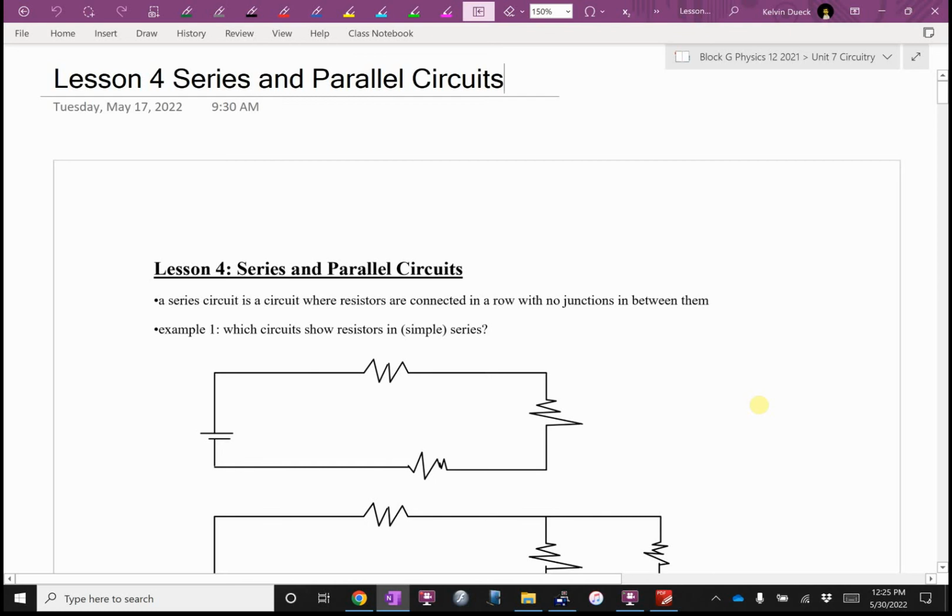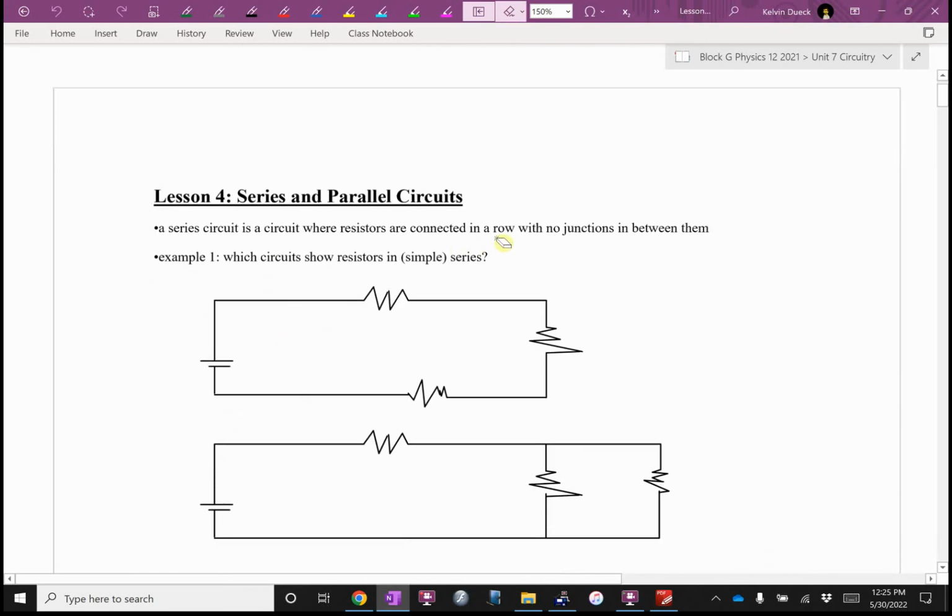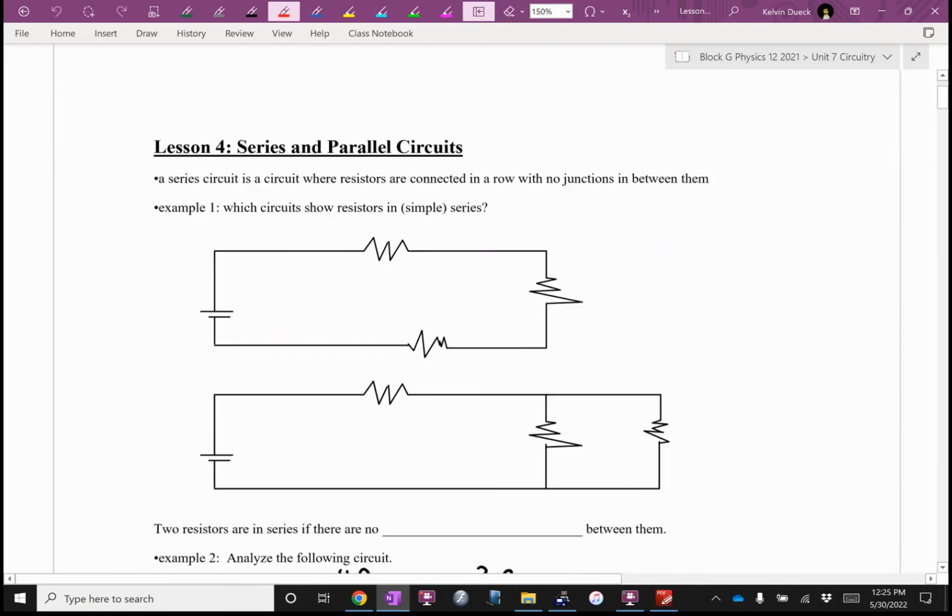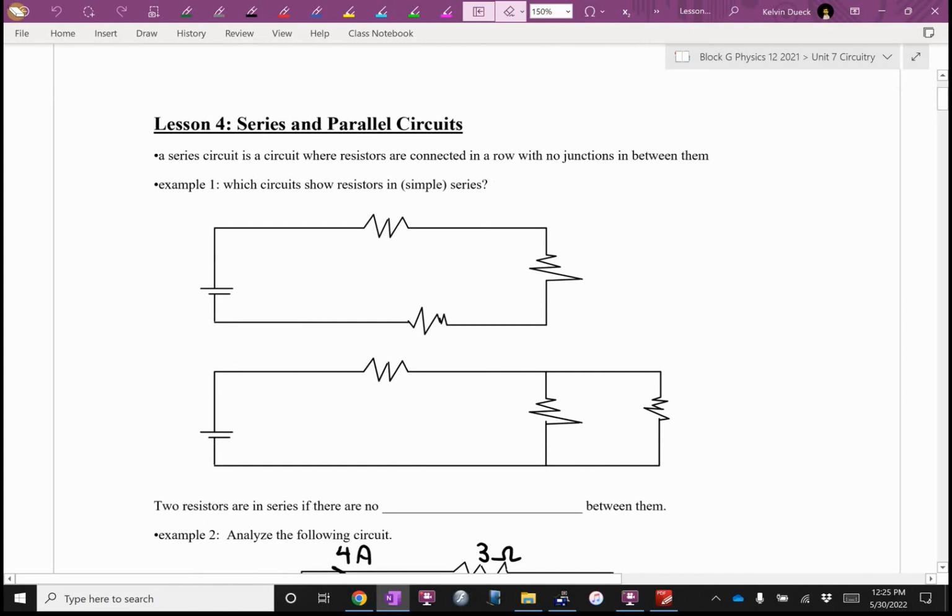Today, Karen, we're going to be talking about some terminology, the difference between resistors that are in series and resistors that are in parallel. So a series circuit is a circuit where resistors are connected in a row with no junctions between them. Example 1 says, given these two circuits, which one shows resistors in simple series?